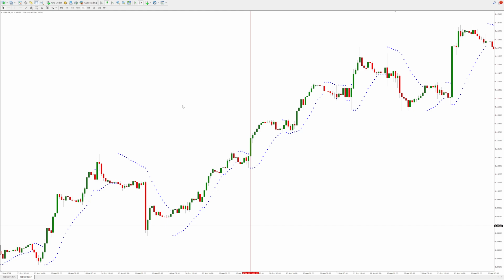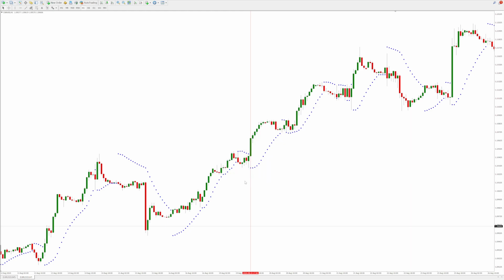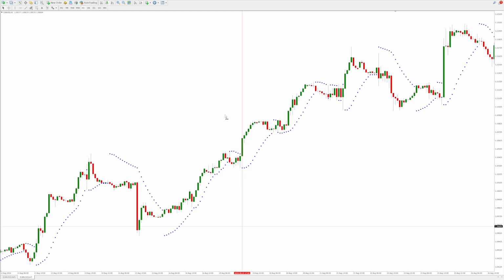As you can see, I have already attached the indicator to my chart here. This is a 1 hour euro dollar chart in the MT4 platform, which has the Parabolic SAR indicator included. I've just attached it with the default settings, step 0.02, maximum 0.2. I've changed the dot to blue and a thicker line just so the dots are more clearly visible on my chart.